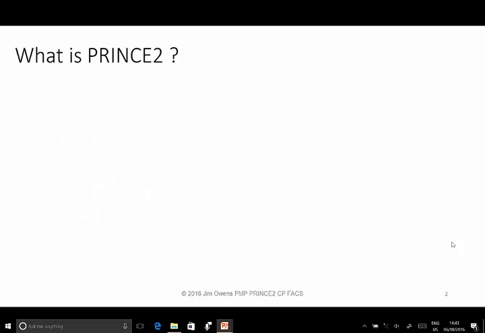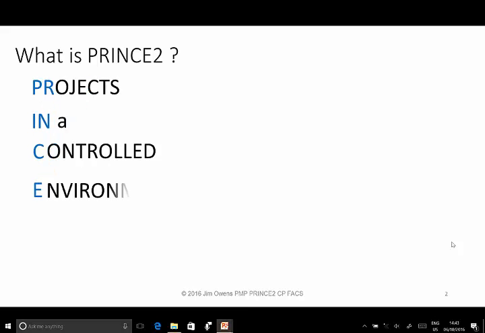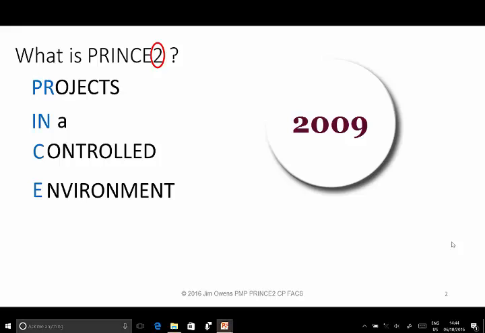So first of all, what is PRINCE2? PRINCE is an acronym, which is why it is always written in capital letters. PRINCE stands for Projects in a Controlled Environment. It is a de facto process-based method for effective project management, and the number 2 in PRINCE2 means it is a second version which was initially released in 1996. However, the most recent edition of PRINCE2 was released in 2009. So when you are studying PRINCE2, always make sure that the study materials are for the 2009 edition.